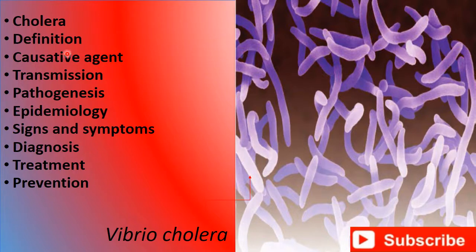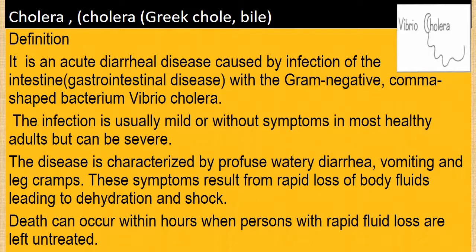Today in this lecture I will discuss cholera, its definition, causative agent, transmission, pathogenesis, epidemiology, signs and symptoms, diagnosis, treatment and prevention. Let's start with the definition of cholera. Actually, cholera is derived from the Greek word choli, which means bile. What is the definition of cholera? It is an acute diarrheal disease caused by infection of the intestine with a gram-negative comma-shaped bacterium called Vibrio cholerae.